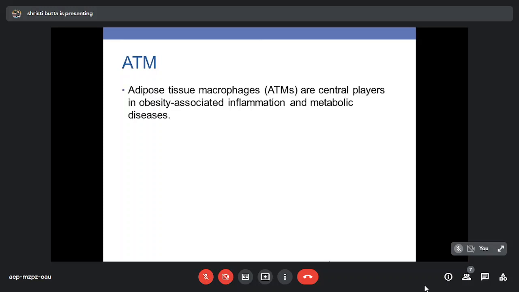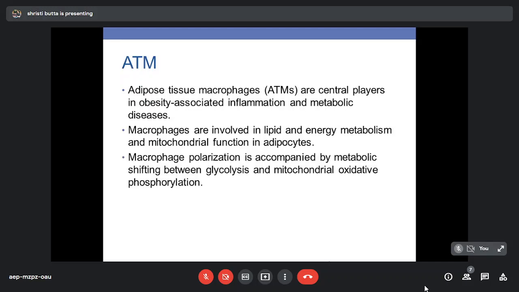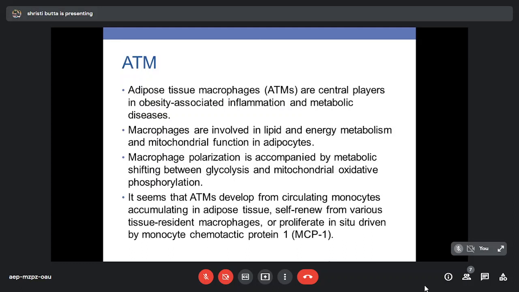They are the central players in obesity-associated inflammation and metabolic diseases. Macrophages are involved in lipid and energy metabolism and mitochondrial function in adipocytes. Macrophage polarization is accompanied by metabolic shifting between glycolysis and mitochondrial oxidative phosphorylation. It seems that the ATMs develop from the circulating monocytes accumulating in the adipose tissue. They self-renew from various tissue-resident macrophages and proliferate in situ, driven by the monocyte chemotactic protein, that is MCP1.